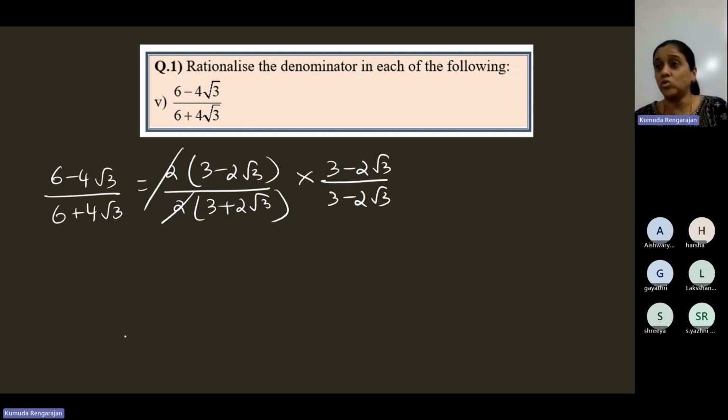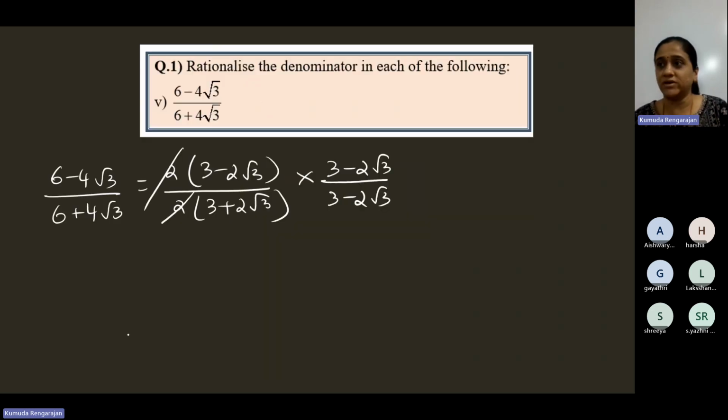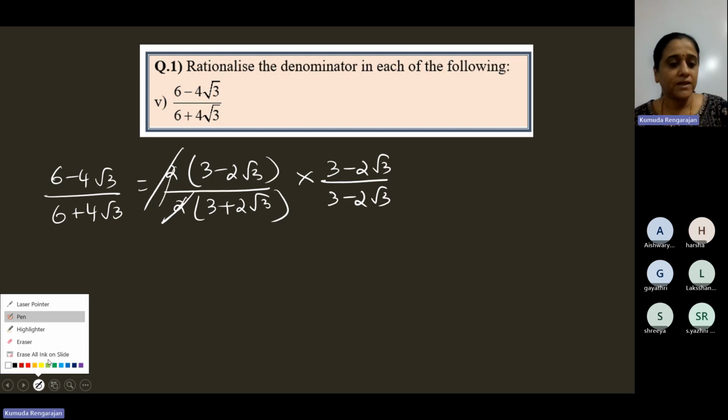You can take out 2 common. If you ask me which is the preferred method, taking out 2 common is the preferred method. But since I have this working in the slide, this is not incorrect, but this is preferred. When you can take out something common, take it out. And the 2 gets cancelled. So the entire number is simplified now. All right?